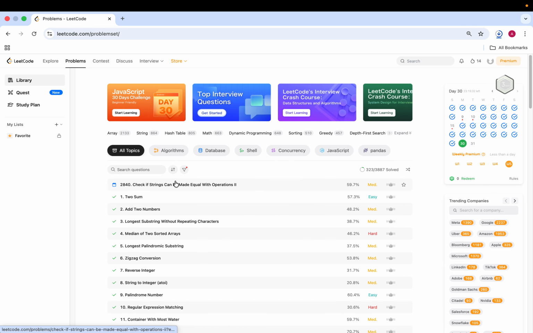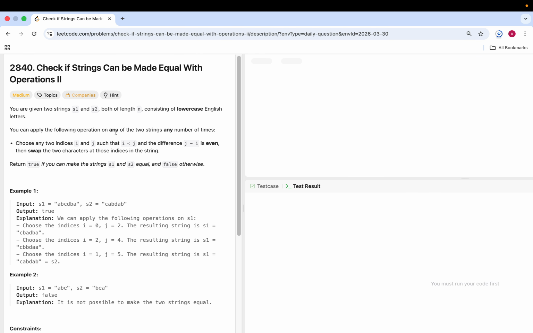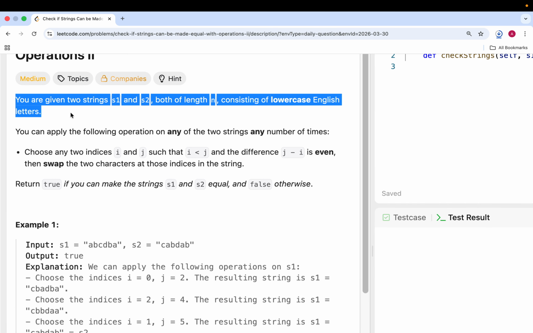Alright. Check if strings can be made with equal operations number 2. So this is the sequel of yesterday's. So I'm assuming it's going to be like more than 4 characters. Okay. You're given two strings, S1, S2, both of length n, consisting of lowercase English letters. You can apply the following operations on any of the two strings any number of times.